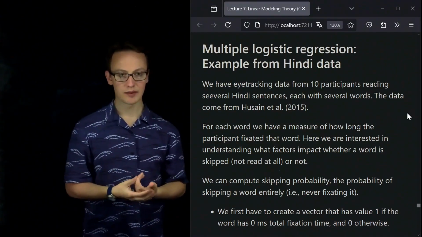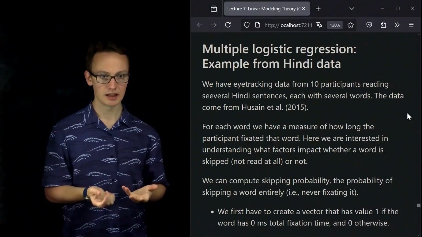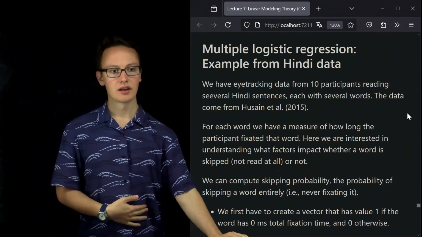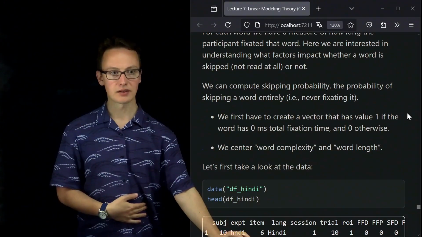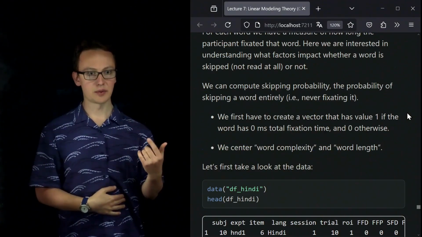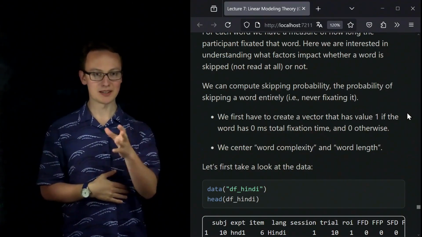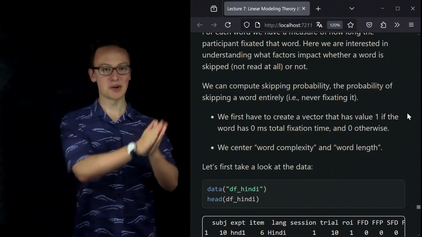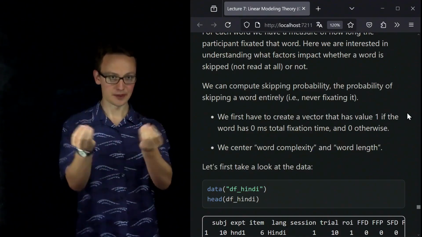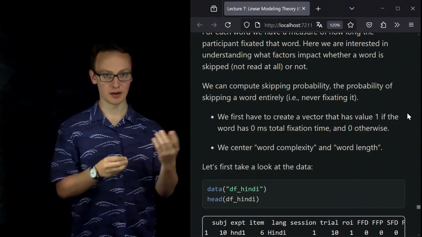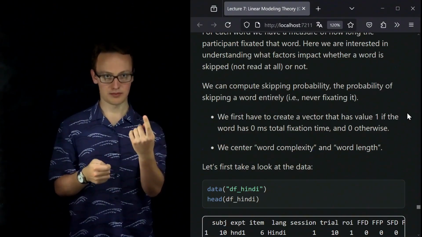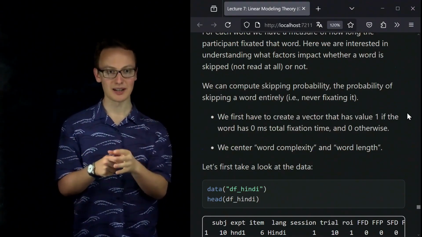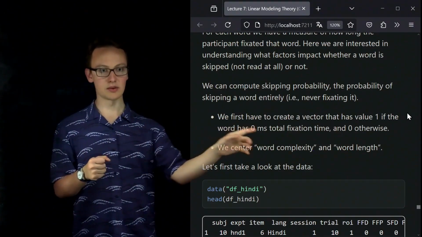So what we can do is effectively compute a skipping probability, that is the probability that a word is skipped, that it was never actually fixated. In order to do this, we can create a vector that has the value 1 if the word has 0 milliseconds total fixation time, that is, it was never fixated, meaning it was skipped, and 0 otherwise, right? So that's the definition of the skipping probability. So we get an observation for a word, either it was skipped, 1, or it was not skipped, it was read at least a little bit, more than 0 milliseconds. In that case, the value here is 0.